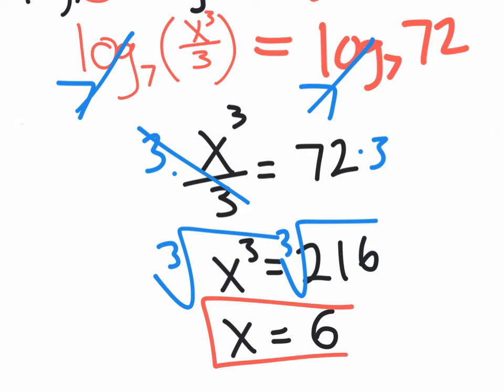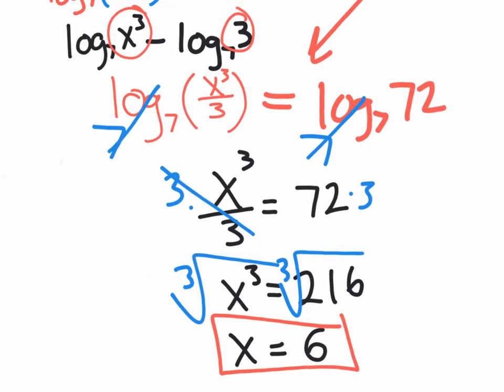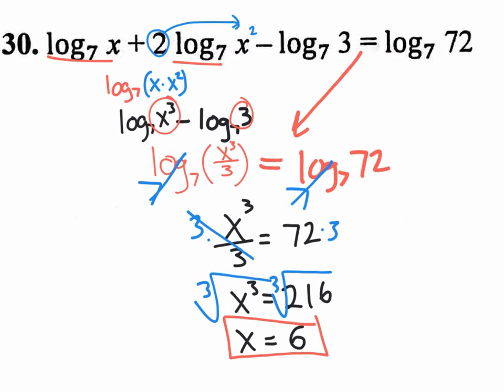There's your final answer. The only other thing you need to do is make sure that when you plug it back in, you don't end up with negative values inside your logarithms. So if you go back to your original, the 6 goes in here, there's no negative value in there. The 6 in here, no negative value. The 6, there's nowhere else to plug it in. So we're good. That's the answer, x equals 6.